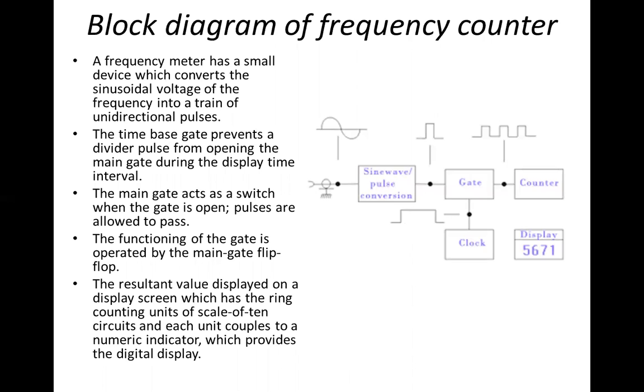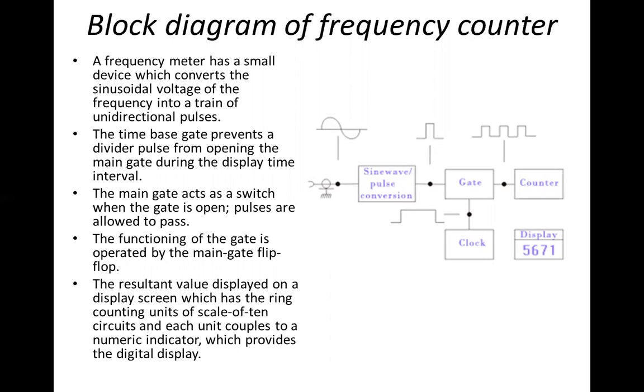Now here is a block diagram of frequency counter or the digital frequency meter. A frequency meter has a small device which converts the sinusoidal voltage of the frequency into a train of unidirectional pulses. The frequency of input signal is the displayed count averaged over a suitable counting interval of 0.1, 1 or 10 seconds. These three intervals repeat themselves sequentially.